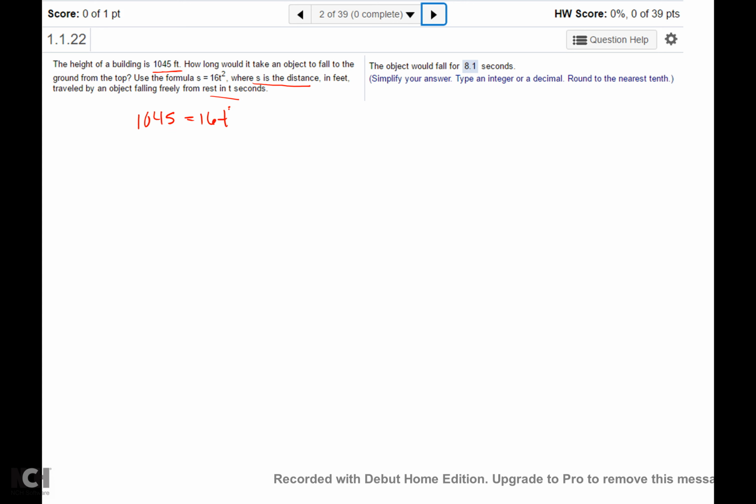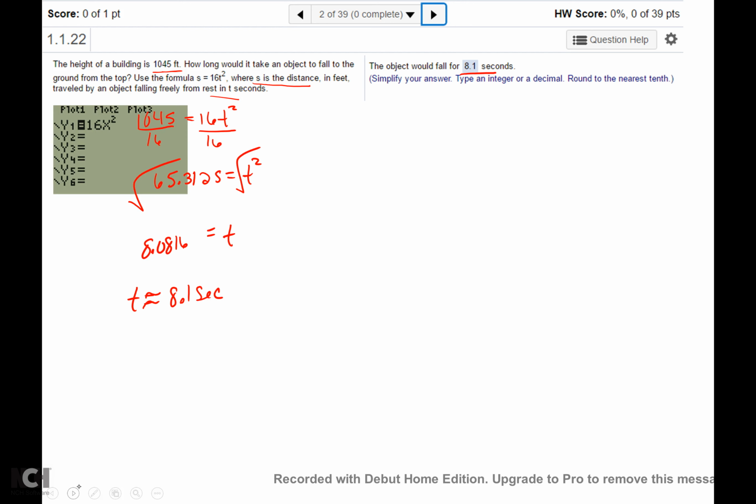So 1045 equals 16t squared. To solve this, I'm going to divide by 16. So 1045 divided by 16, I get 65.3125 equals t squared. To get t, I'm going to take the square root, and t equals the square root of that, which is approximately 8.0816 and so on. So my time would be approximately 8.1 seconds. Okay?